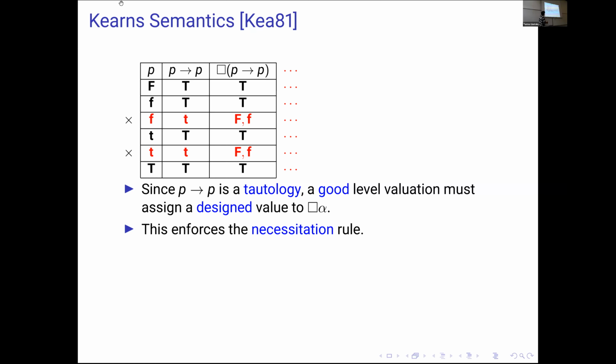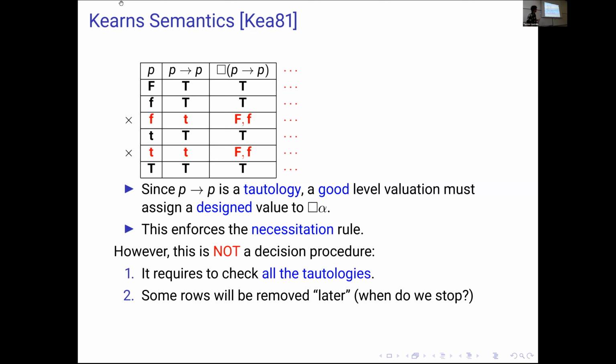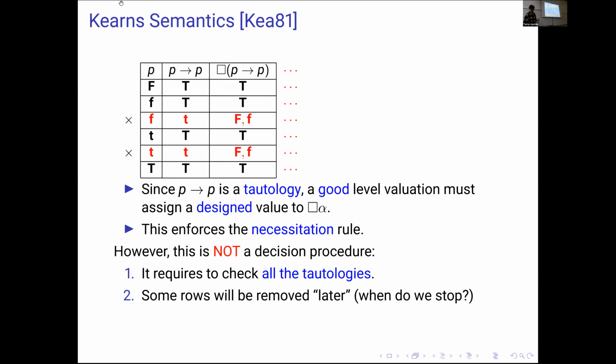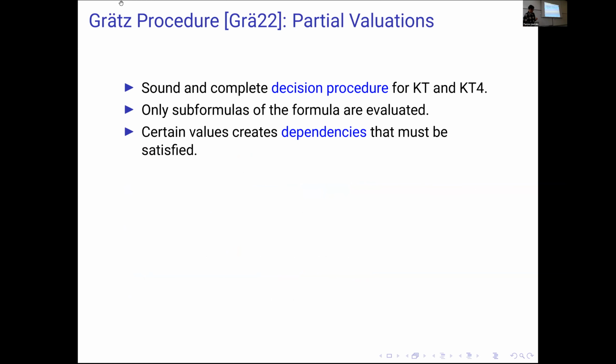So in every single level, if you see a tautology, then you put also a tautology in the box, and for doing that, you remove some lines. And this enforces necessitation. So every single time that you have a tautology, box A is also a tautology. Okay. The problem is that this is not a decision procedure in the sense that we have to check all the possible tautologies, and also if we see a false, a little f or a big F, we don't know if later this is going to be removed, right? So this is not a procedure. We don't know when to stop. So yeah, this is a semantics. I'm going to show you later that this is sound and complete, but this is not a procedure.